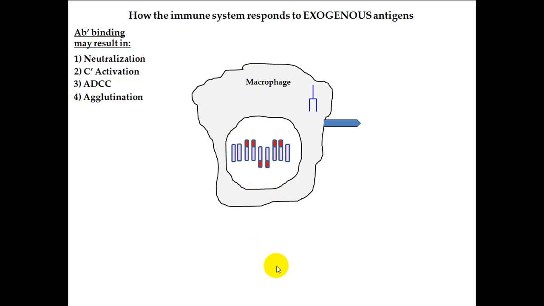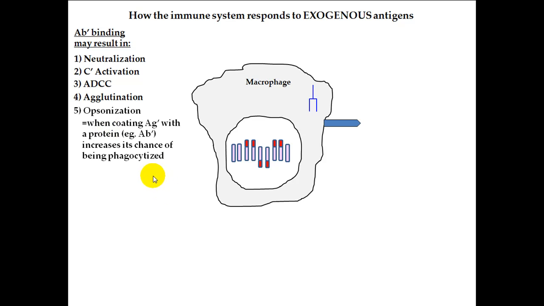So this phenomenon that we just described here, where antibody binding to a bacterial cell makes it more likely that that bacterial cell will become phagocytized, that's called opsonization. And so here again it is in words: when coating an antigen with a protein, for example an antibody, that increases its chances of becoming phagocytized.